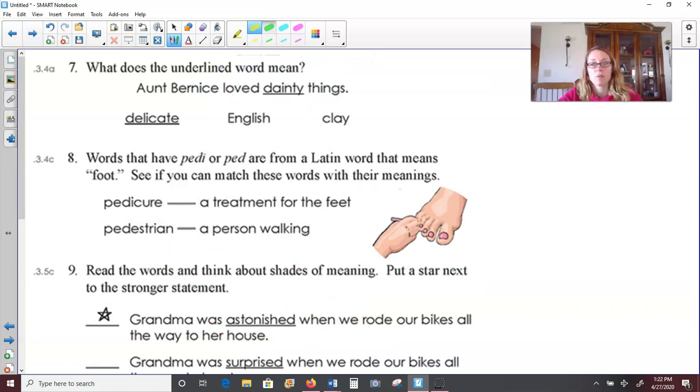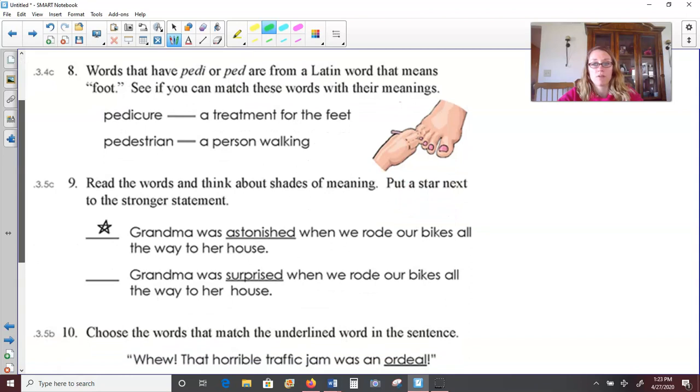Okay, over to the next page, number 7. What does the underlined word mean? Aunt Bernice loved dainty things. Now, this could be kind of difficult if you've never heard the word dainty before. Do you think Aunt Bernice loved delicate things, English things, or clay things? I guess any of those choices could really work in that sentence, but dainty is the same as delicate, okay? So maybe if you were unsure and it's kind of hard to use context clues, you could always use a dictionary to look up the meaning of the word, or rely on some of your prior knowledge or experiences to see if you can uncover the meaning of those words.